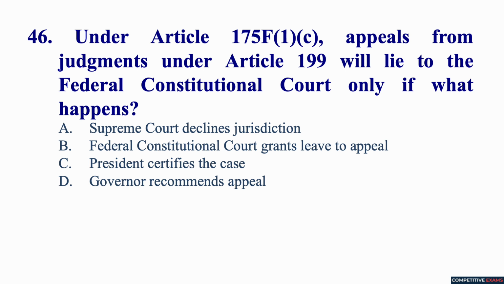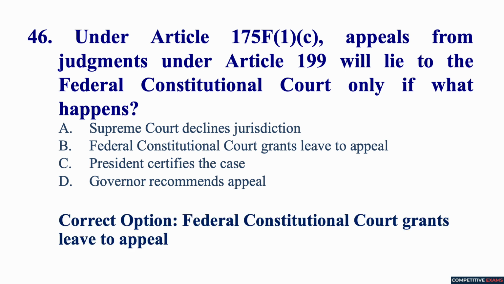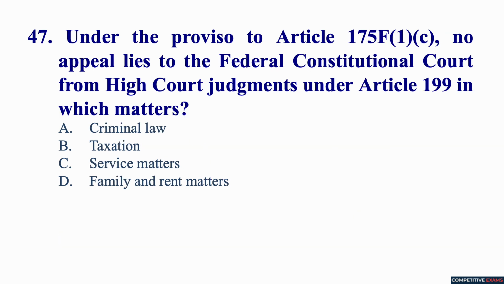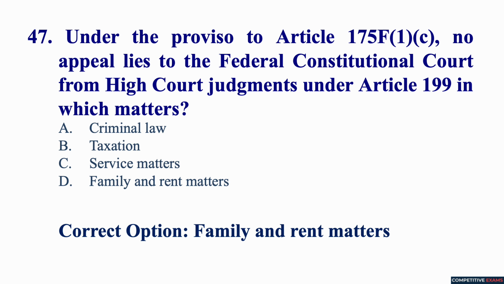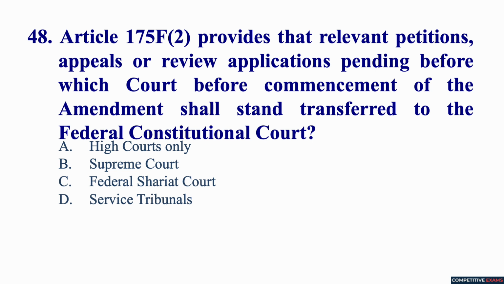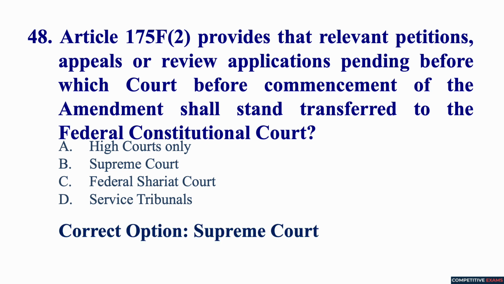Under Article 175F(1)(c), appeals from judgments under Article 199 lie to the Federal Constitutional Court only if what happens? Federal Constitutional Court grants leave to appeal. Under the proviso to Article 175F(1)(c), no appeal lies to the Federal Constitutional Court from High Court judgments under Article 199 in which matters? Family and rent matters. Article 175F(2) provides that relevant petitions, appeals or review applications pending before which court before commencement of the amendment shall stand transferred to the Federal Constitutional Court? Supreme Court.